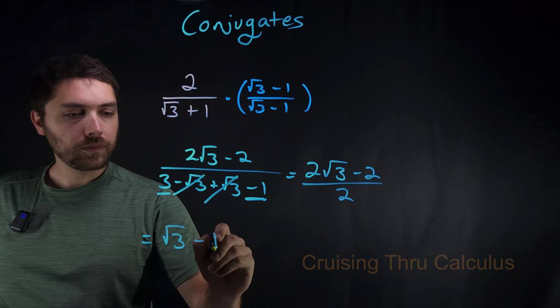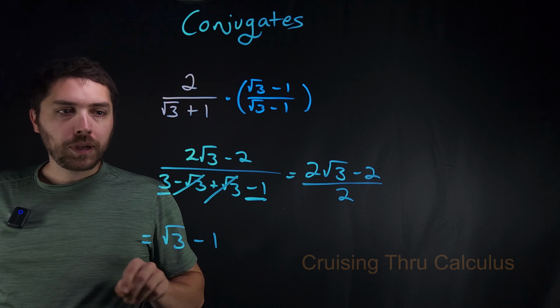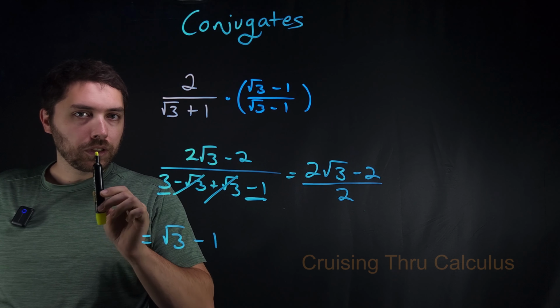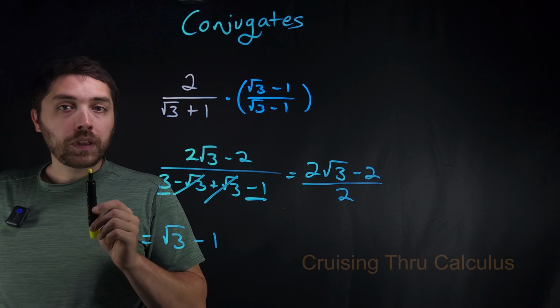There are a couple of things I want to mention here. When you multiply by the conjugate, these middle pieces will cancel out every single time. So if that doesn't happen to you, that means that you've done something wrong.